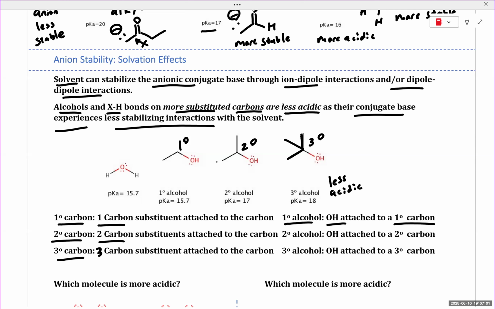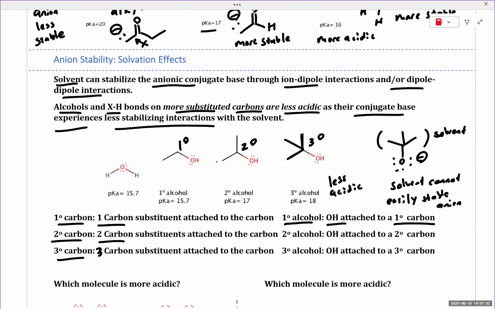Why is that? Well, if we think about the conjugate base anion for a moment, all of these substituted groups attached to our alcohol, if it's a tertiary alcohol, create hindrance. So if we have solvent, it's harder for solvent to get in and stabilize the conjugate base anion. So the solvent cannot easily stabilize the anion, and as a result, the parent tertiary alcohol is less acidic. This is a very minor effect, but it's important to note.